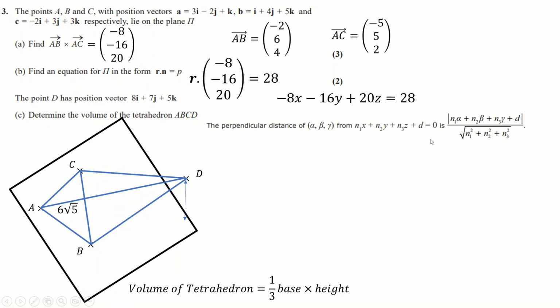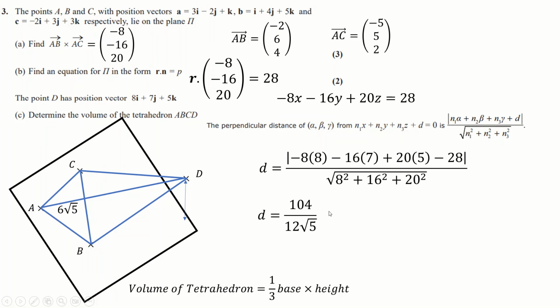This is just all good practice for all the vector stuff you have to do in Core Pure. The formula book just gives you this formula, which says the perpendicular distance from any point, so I'll use this point here, to the plane, written in this form, is this. So use all of these numbers. These are the n's here, and alpha, beta, gamma are these numbers here. Just put them all in, and you get the distance is this.